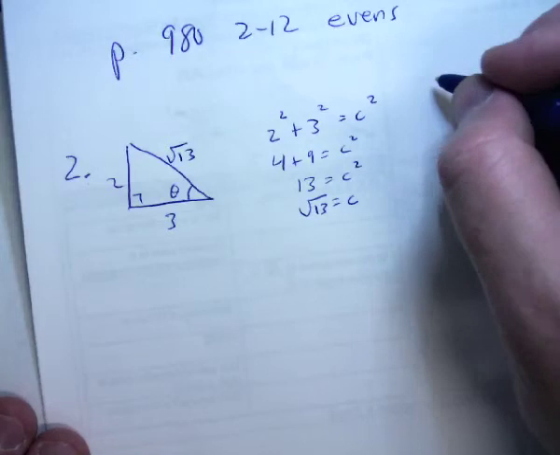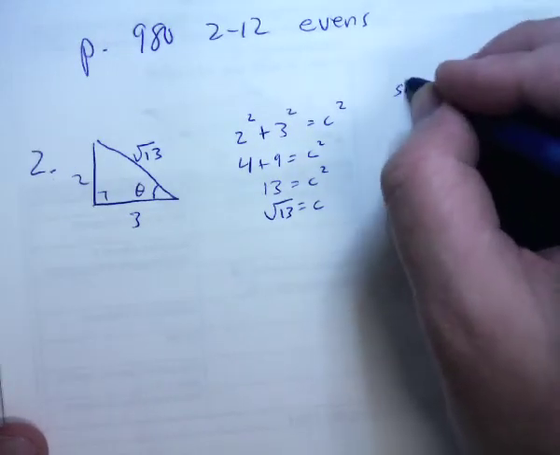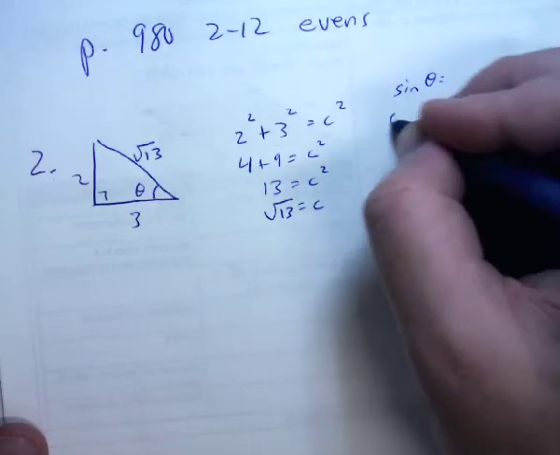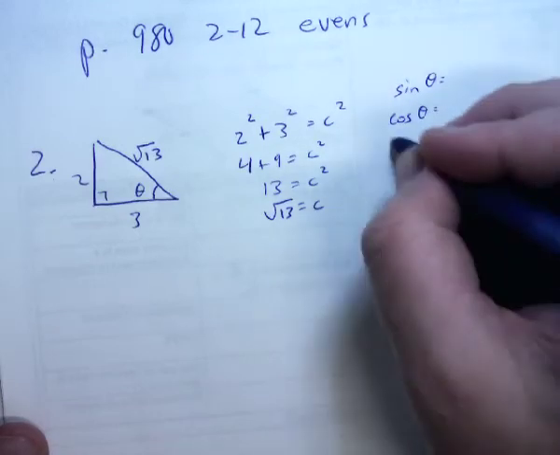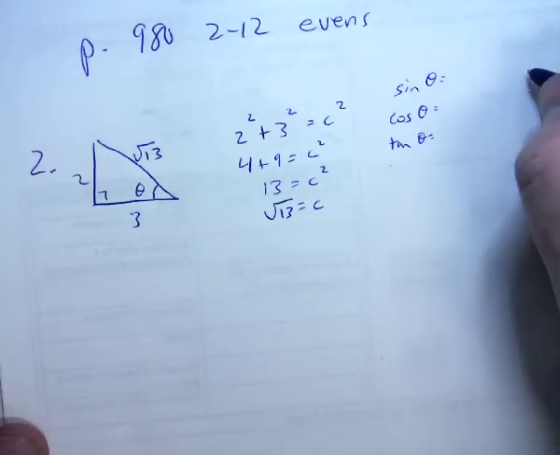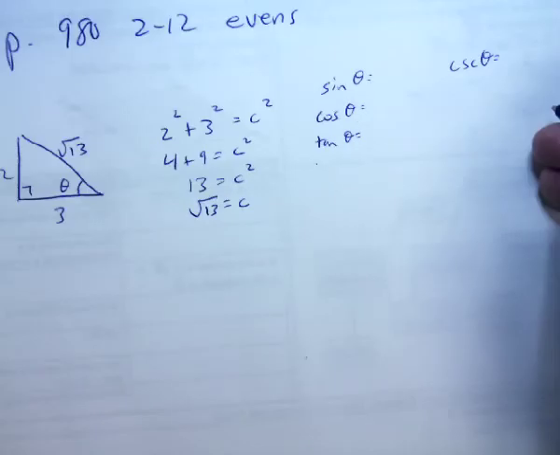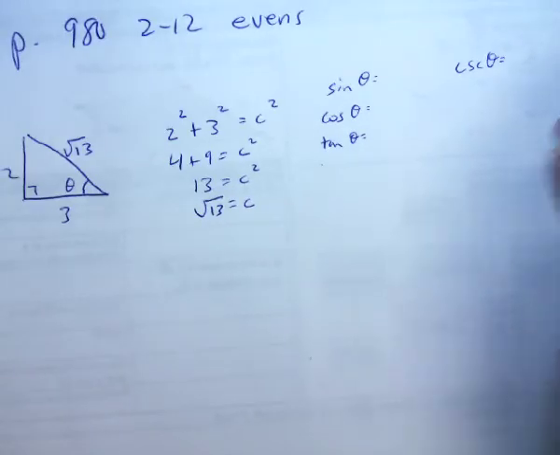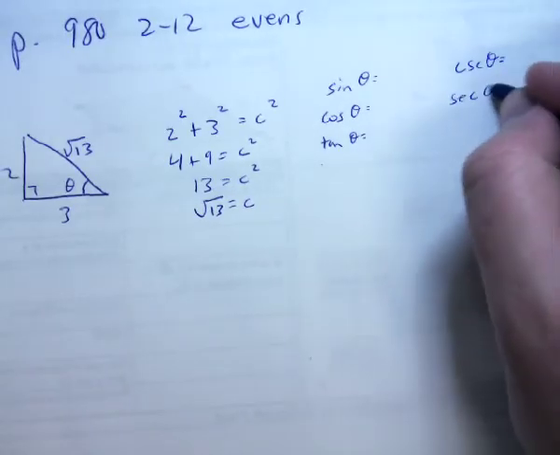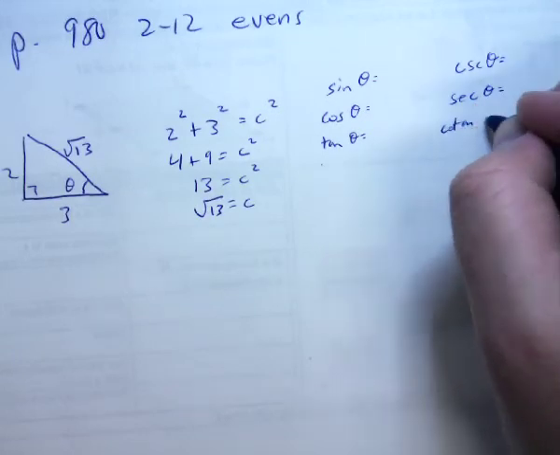Let's go over here actually. So we have sine of theta, cosine of theta, tangent of theta. I'm going to put that over to the side. Cosecant of theta. Perfect. Secant of theta. Tangent, cotangent of theta.